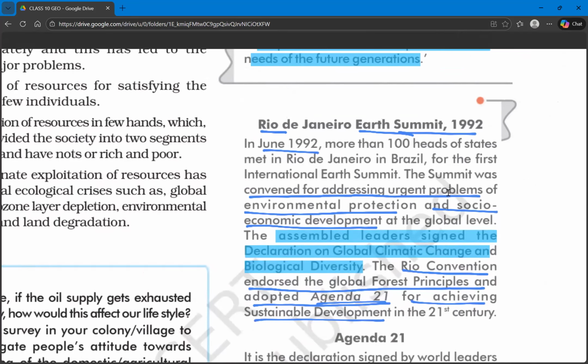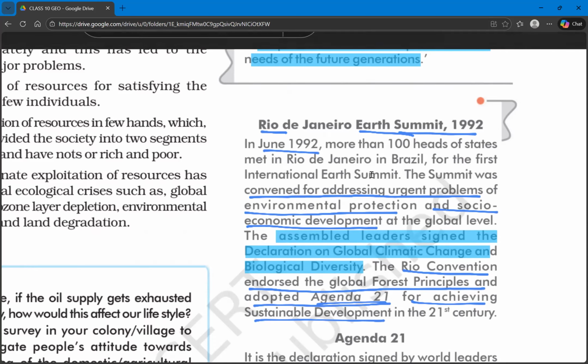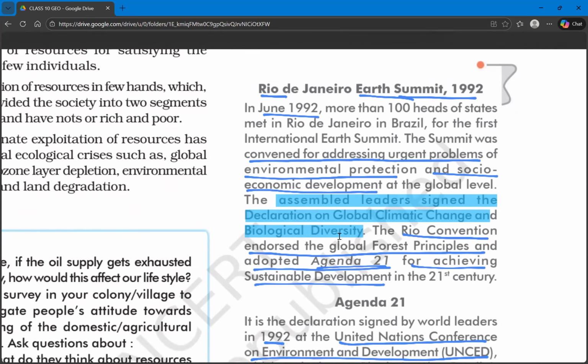The next one, Rio de Janeiro Earth Summit 1992. In June 1992, more than 100 heads of states met in Rio de Janeiro in Brazil for the first International Earth Summit. This 1992 summit is also called the Rio Summit. It is the first International Earth Summit. Why was it convened? It was convened for addressing urgent problems of environmental protection and socio-economic development at the global level. So this was the first summit that has taken place at the global level. And when? June 1992 in Rio de Janeiro.